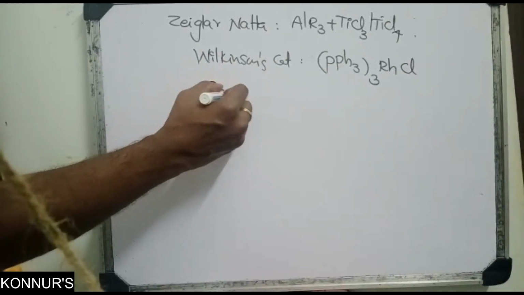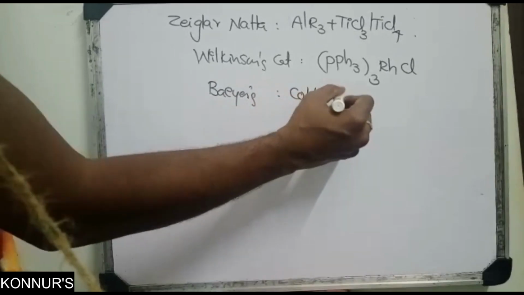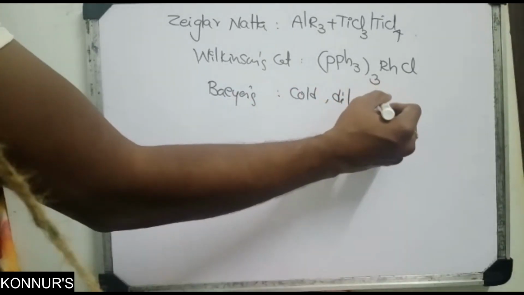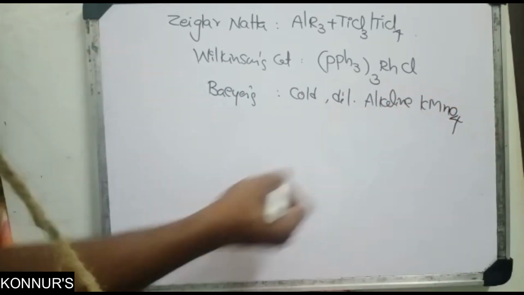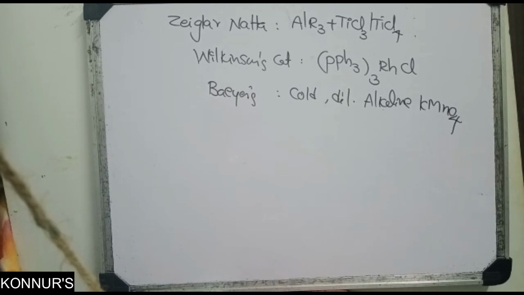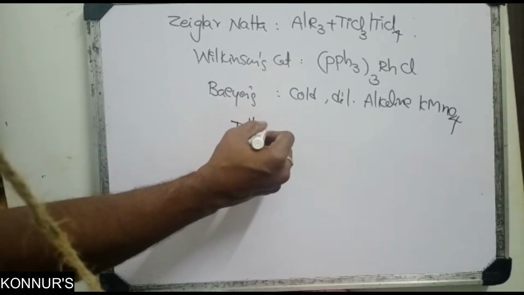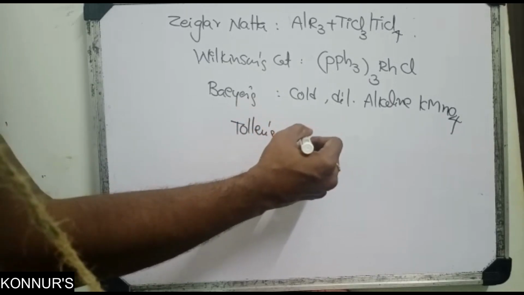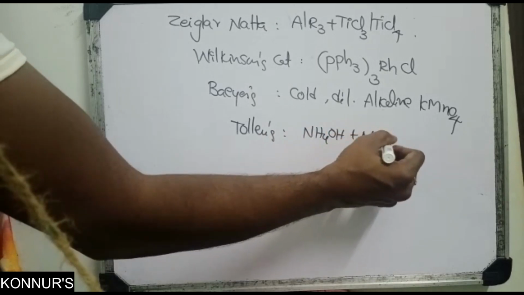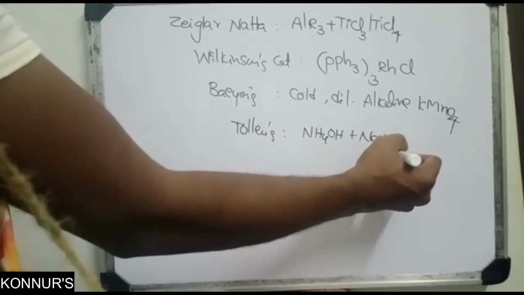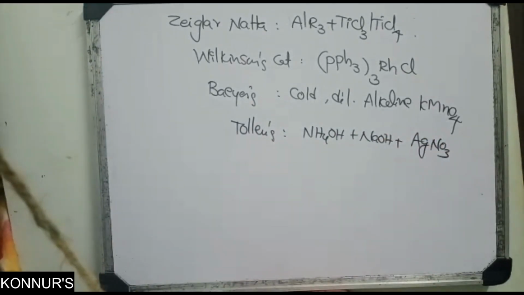Next, Bayer's reagent. So Bayer's reagent, that is what? Cold diluted alkaline, means basic, KMnO4. So cold diluted alkaline KMnO4. Next, Tollens. So Tollens is what? Ammoniacal silver nitrate, ammonium hydroxide, little amount NaOH, silver nitrate. So AgNO3 solution.